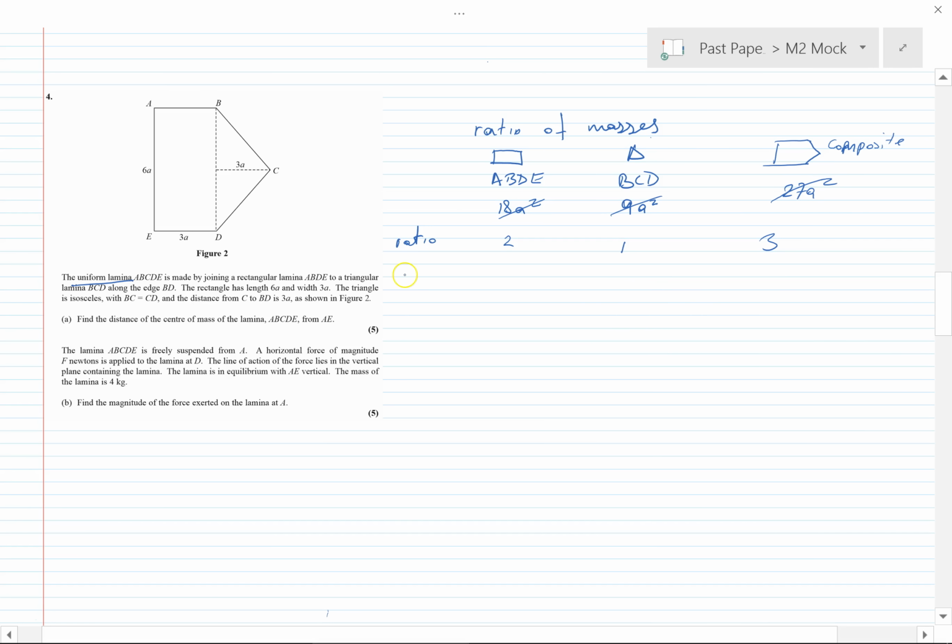But the distances from AE, so just working from here in this direction, of the centre of mass.